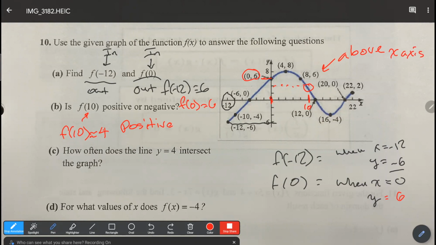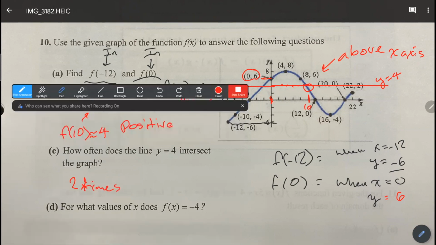How often does the line y equals 4 intersect the graph? What we can do here is draw a line at y equals 4, which would be right here, looks like. And it looks like y equals 4 intersects the graph twice. So 2 times.